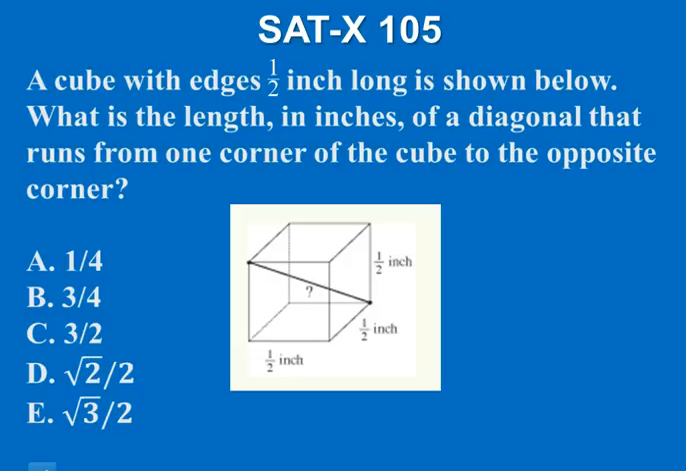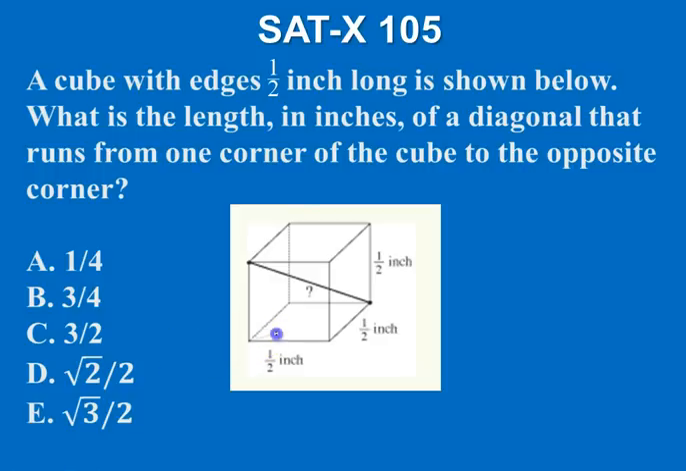SAT example 105, you have a cube and each edge of the cube is a ½ inch. And what you're after is the length of the diagonal that runs from one top corner through the interior of the cube to the bottom opposite corner. Now there's an easier way to do this, but I'm going to take the harder route first.